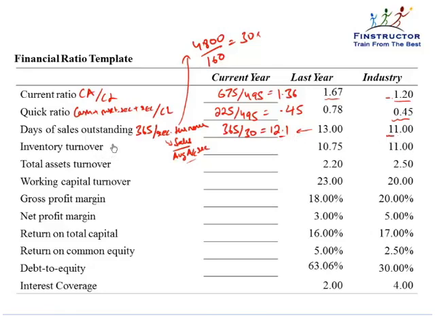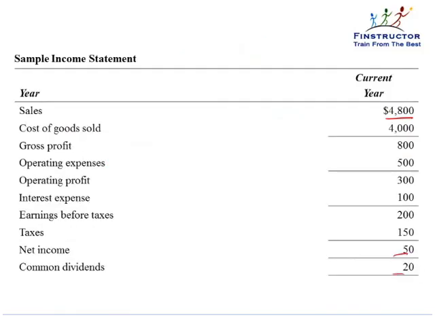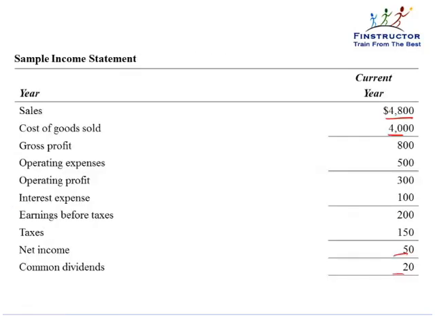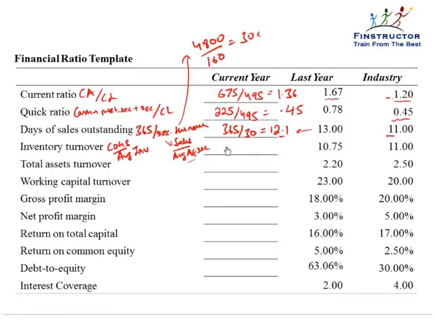Inventory turnover similarly can be calculated as the cost of goods sold upon the average inventory. So the cost of goods sold from the income statement is $4,000, and the average inventory is 450 plus 350 by 2, that is $400. So inventory turnover can be calculated as 4,000 divided by 400, that is equal to 10 times. So it's deteriorated from last year and is slightly below the industry average. That is, there is scope for us to turn our inventory faster or keep lesser inventory for the sales that we are doing.